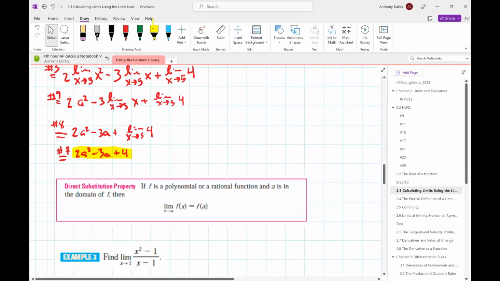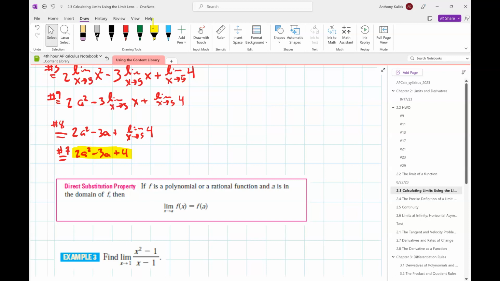So look at the next property. This is called the direct substitution property. It says if f is a polynomial or rational function and a is in the domain of f, then the limit as x approaches a of f of x is just equal to f of a. So to answer your question, Christian, most of the time you're just going to be doing direct substitution. You don't need to name any property at all.